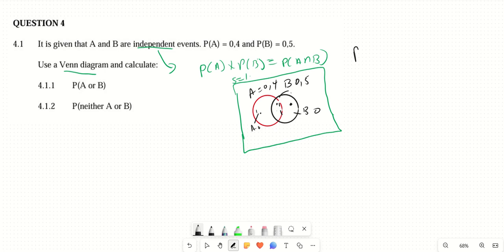Now in this case, the probability of A and B equals 0.4 times 0.5 because the events are independent. So in this case it is 0.2. So 0.2 goes here.